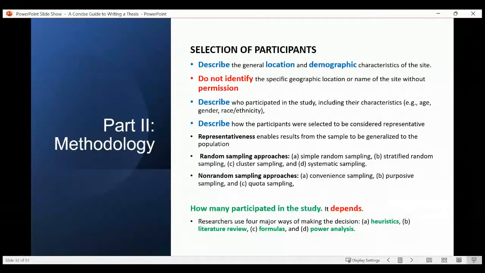The first one, heuristic, by trying, different attempts, trials, literature review. You can take this from the literature review. Let's say, for example, 10 studies involved from 10 to 15 participants. Now, my study will be around this range. Formulas: there are many formulas that you could use. For example, the SurveyMonkey website has a formula that you can use to identify how many participants you have. Power analysis is a very advanced way of doing this, especially for statisticians.